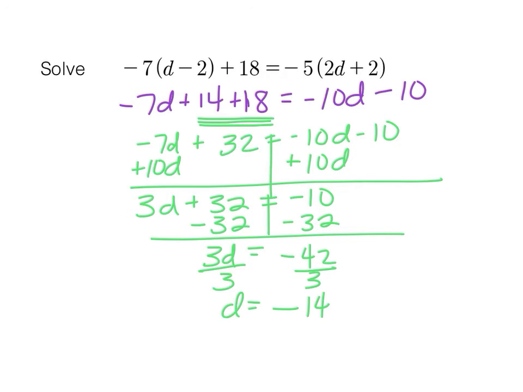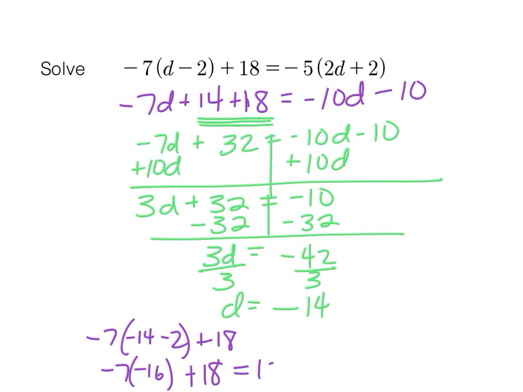And again, I have a calculator. I don't need a calculator to do this. It would be negative 7 times negative 14. Oh, sorry. Hold on. It would actually be negative 7 times the quantity, negative 14 minus 2, and then plus 18. So this is negative 7 times negative 16, which is 112. 112 and 18 ends up 130.